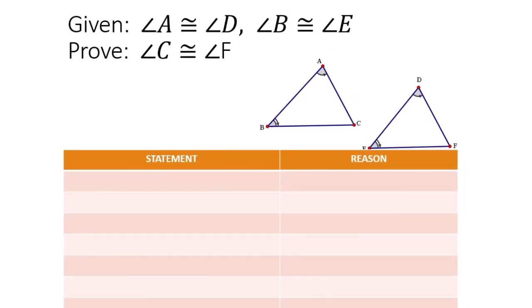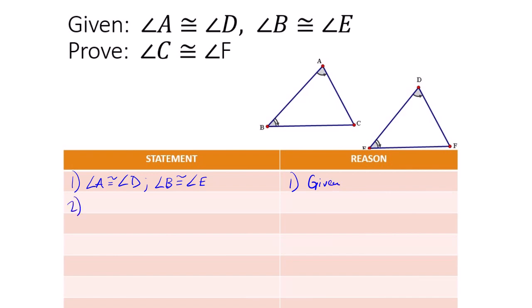So here's an example where we're given that in two triangles, angle A is congruent to angle D, and angle B is congruent to angle E. So we're given that two angles are congruent, and we're trying to prove that the third angles of each triangle are congruent. We'll start with the givens. Angle A is congruent to angle D, and angle B is congruent to angle E. That's already shown in our diagram in terms of the arcs, so we don't have to add that. But our reason is given.